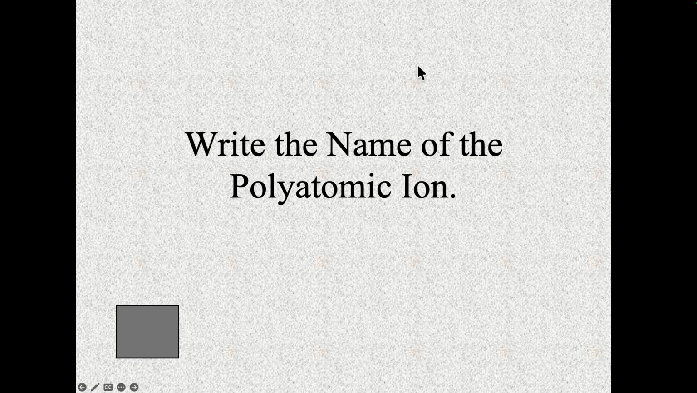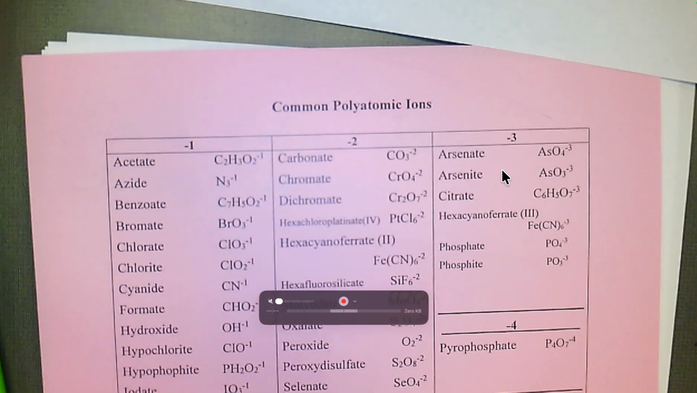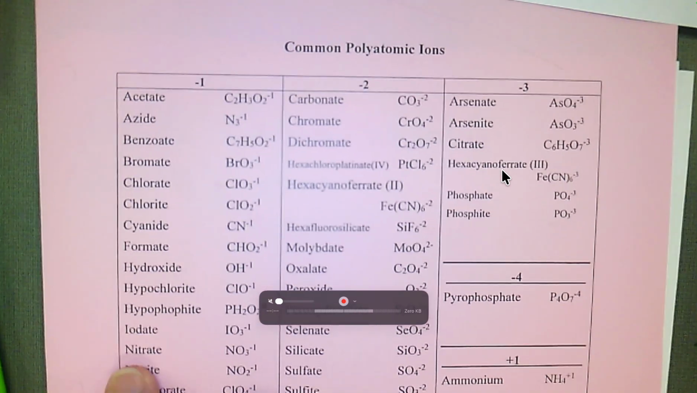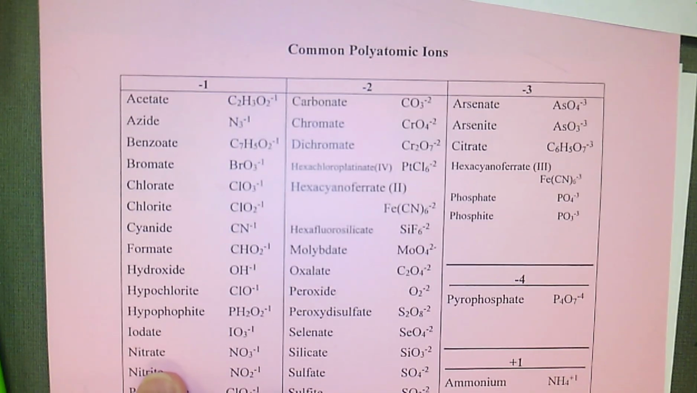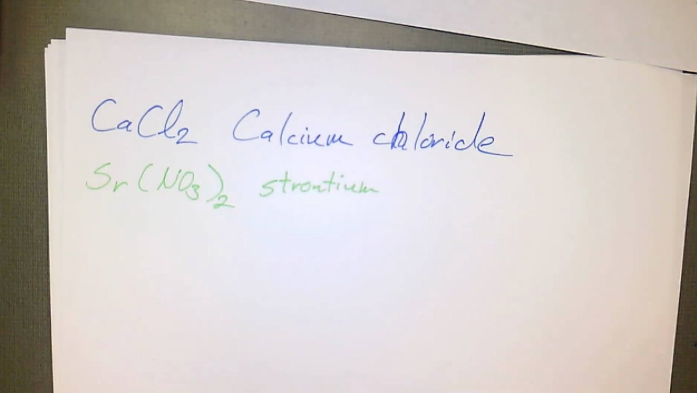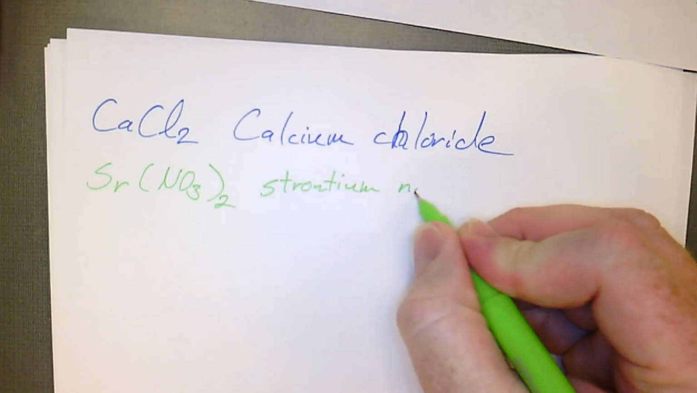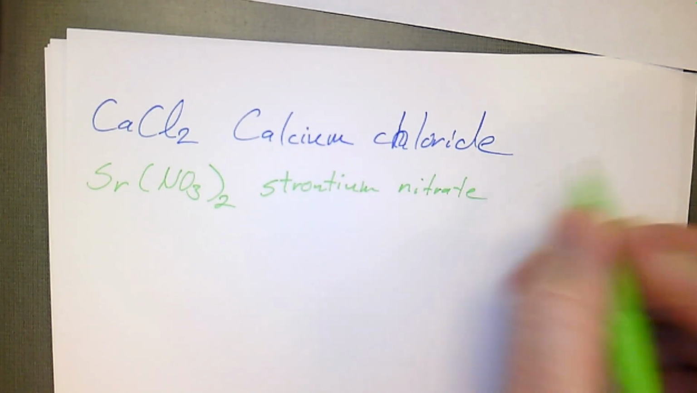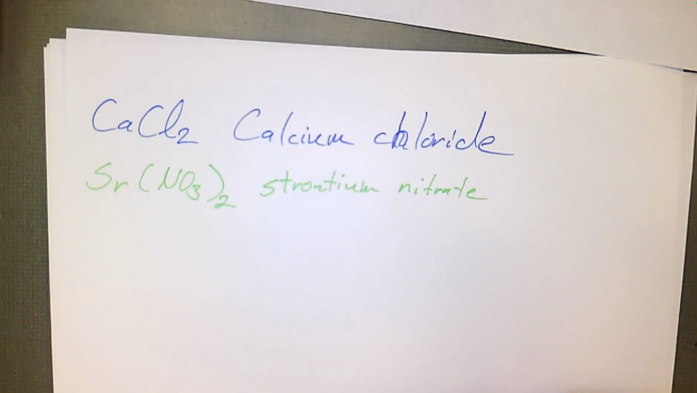All right, I accidentally slid to the next slide instead of going on my choice. All right, so we find NO3 on our pink sheet. Okay, and it's in the first column. What's the name of NO3? Nitrate. So this one will be strontium nitrate. That's it. That's not super difficult either, is it?